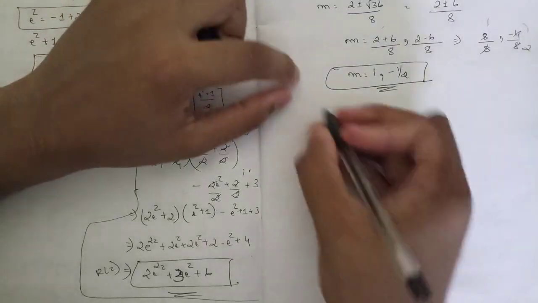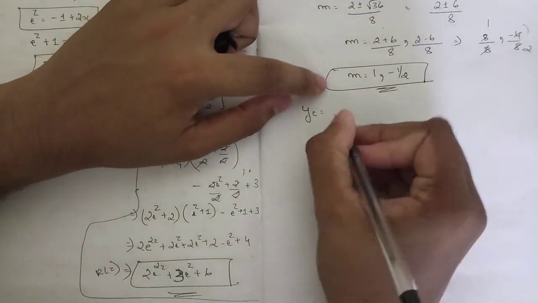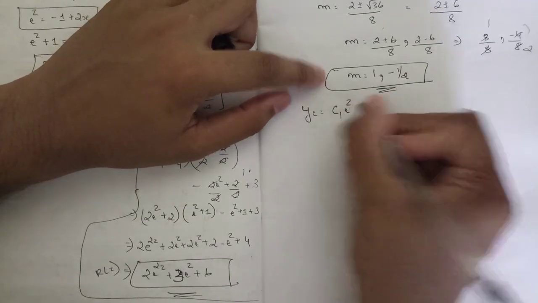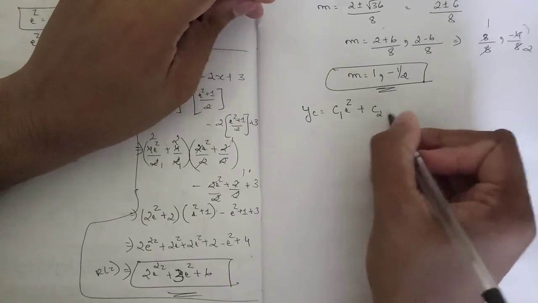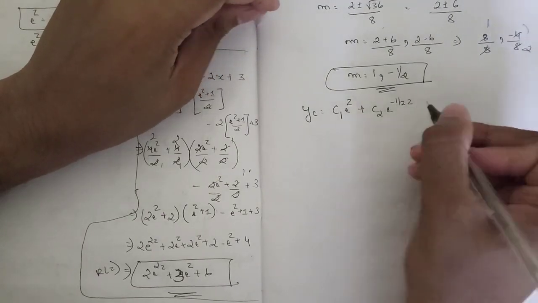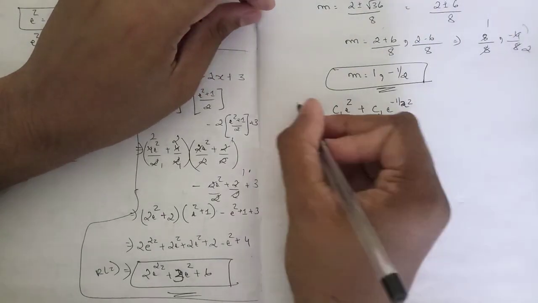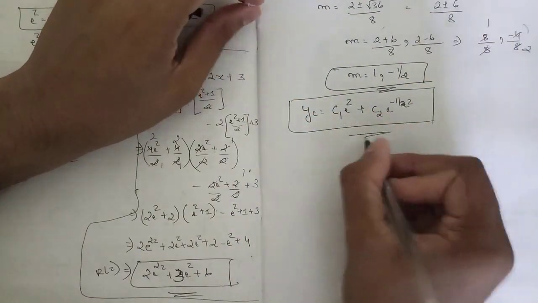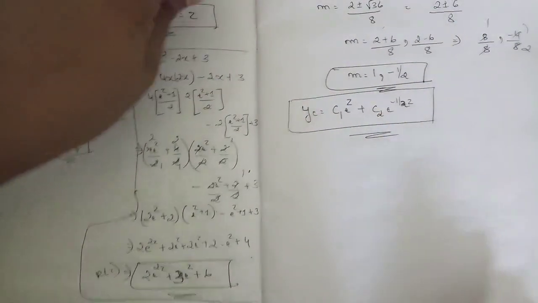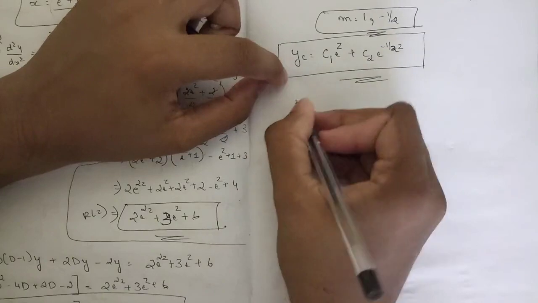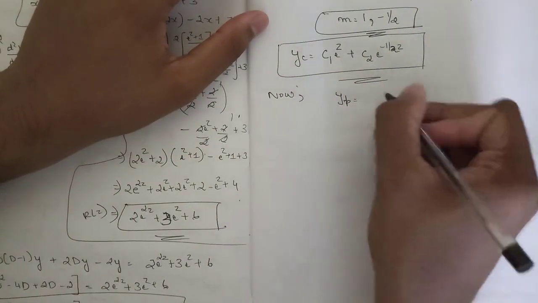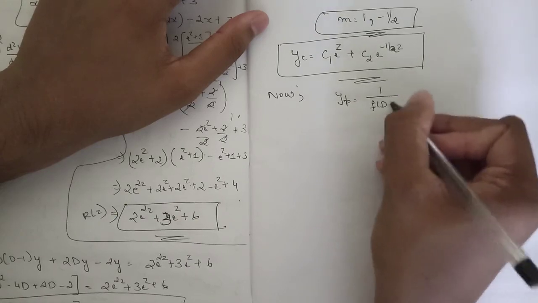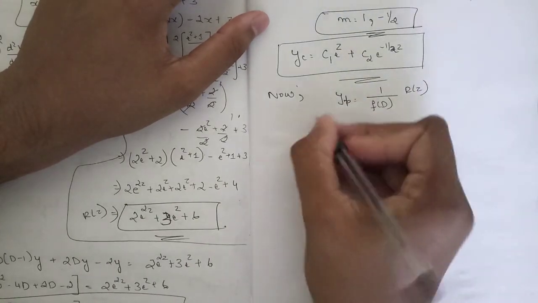Okay. So now our complementary function would be written as c1 e to the power z, plus c2 e to the power minus 1 by 2 z, okay. Yeah, so now let's find the particular integral, 1 by f of d into r of z.